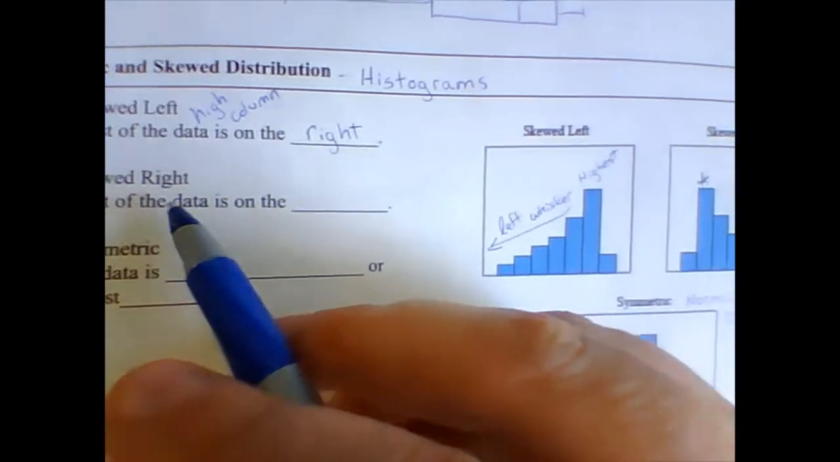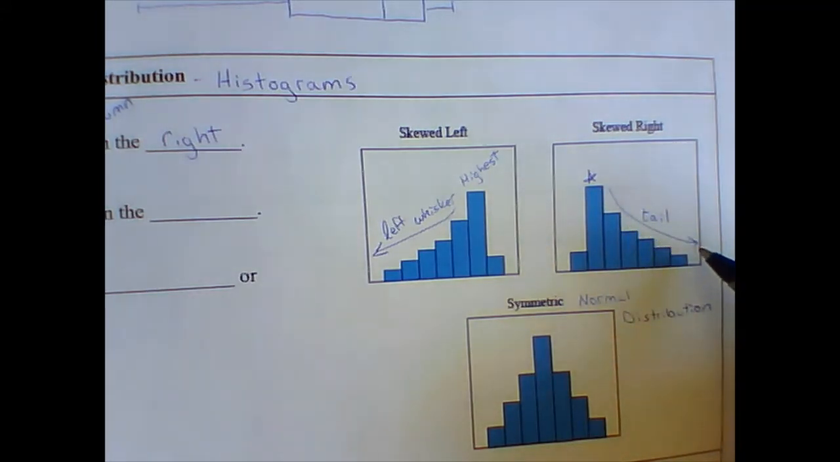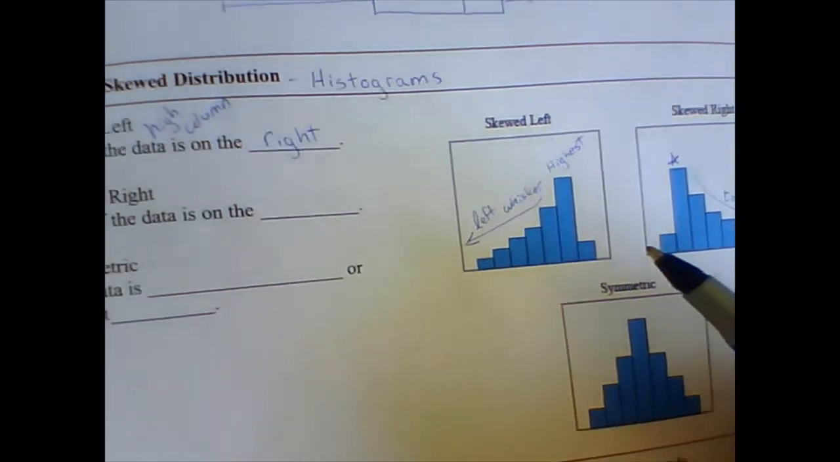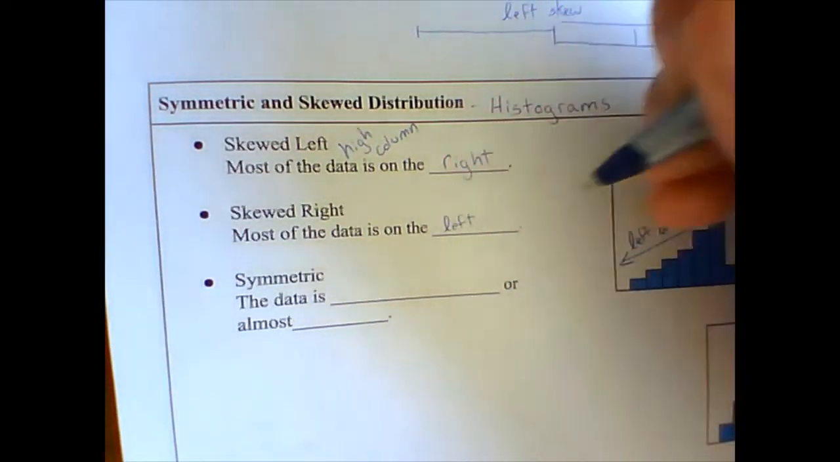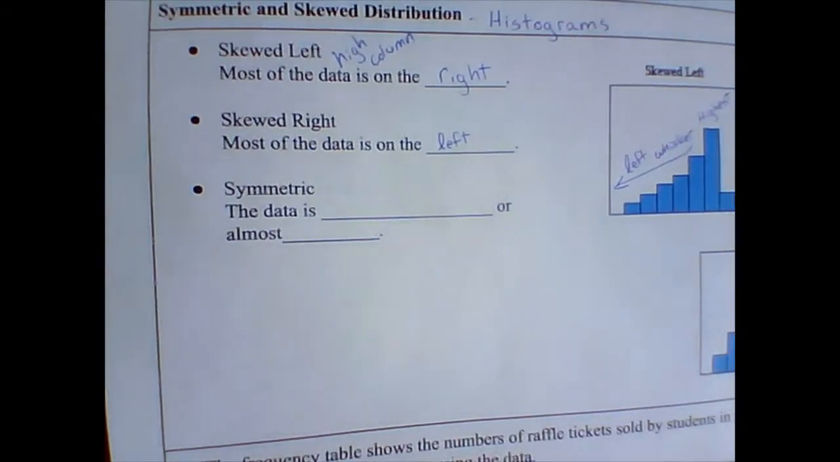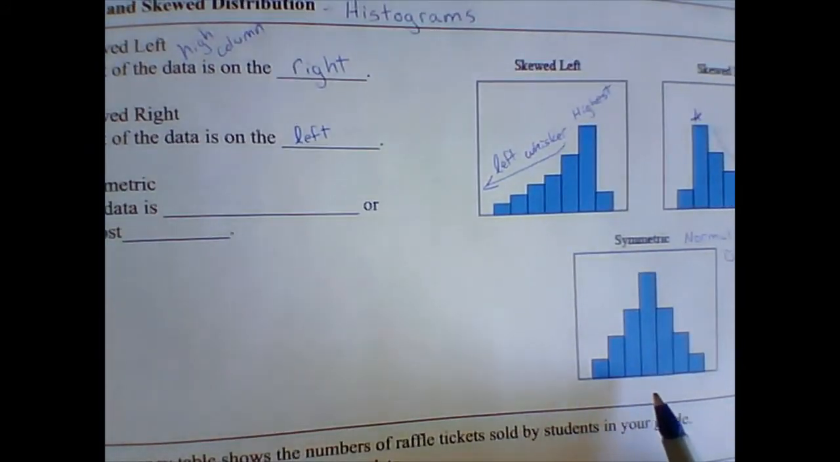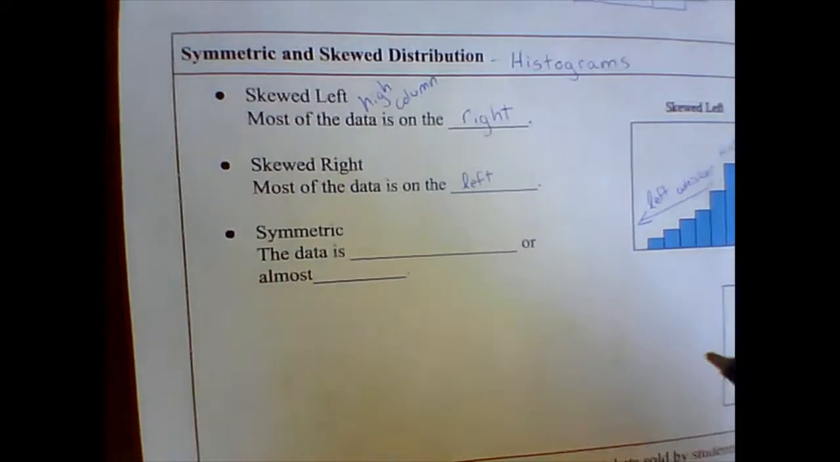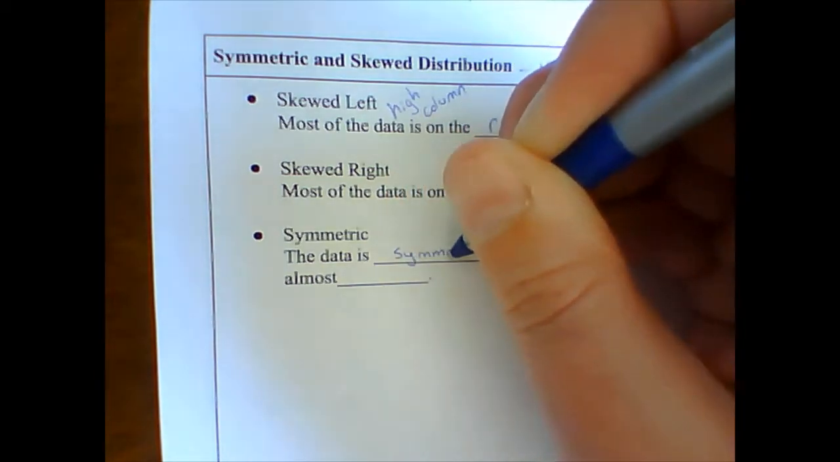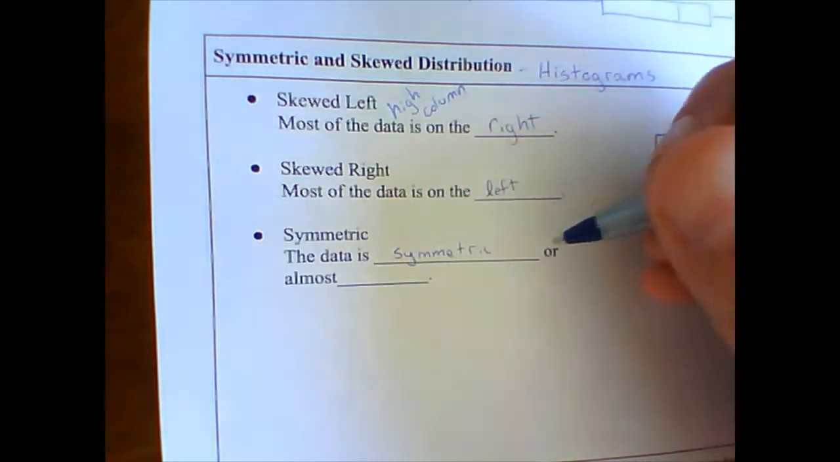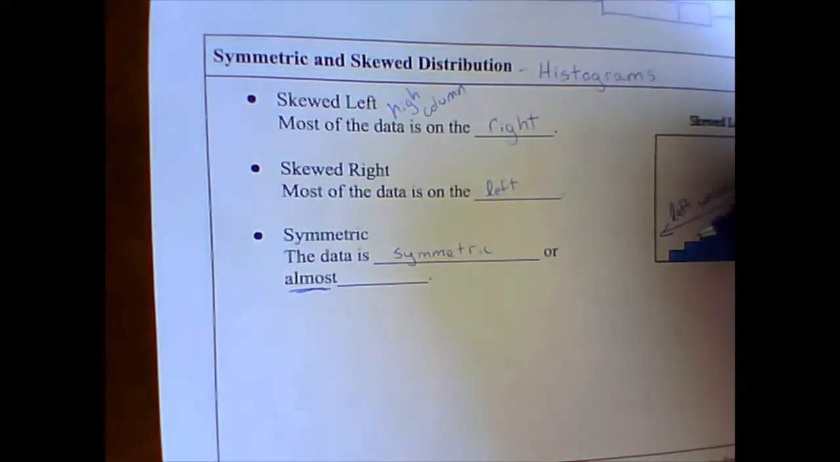So find your highest column and then name it after the tail that comes off of it, whichever tail is longer. Okay, so for skewed right, most of the data is in that really tall column and the next highest column. So most of the data is actually on the left side. And then you've got more columns headed right. Okay, and then symmetric is down here. Most of the data is right smack dab in the center, and then the rest of the data is pretty symmetric, or, I'm going to underline this for you, almost symmetric.